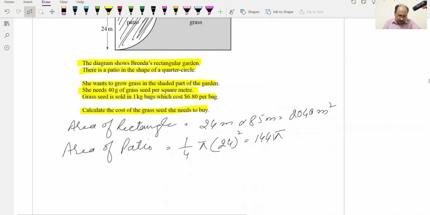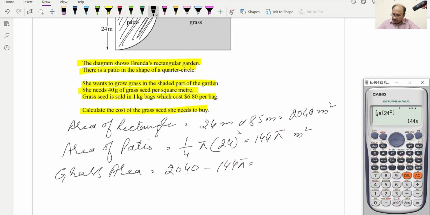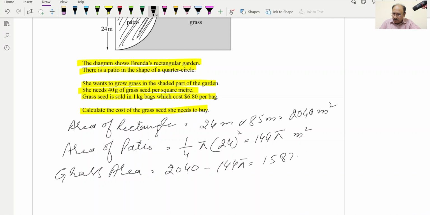Now the grass area will be equal to the total area of the rectangle, which is 2040, also in meter square, minus 144 pi. So 2040 minus that answer is equal to 1587.61 meters square.